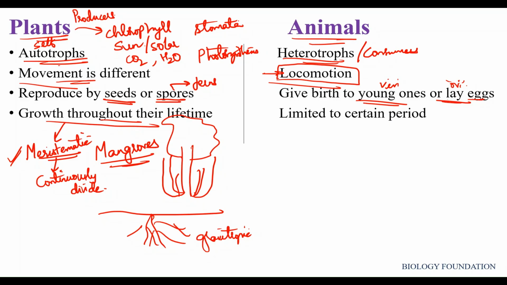So basically, in animals we find that growth occurs, but this growth is limited only to a certain period of time. But in plants, growth occurs indefinitely throughout their lifetime. That's because of special kinds of cells present in them known as the meristematic cells, which continuously divide. Okay.